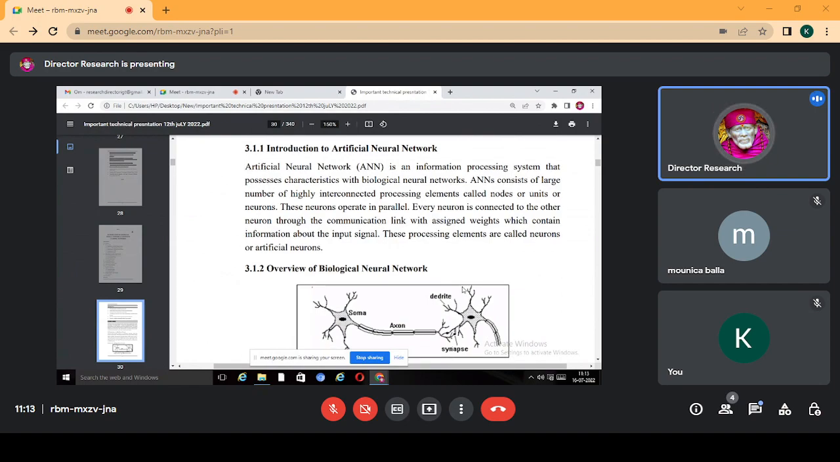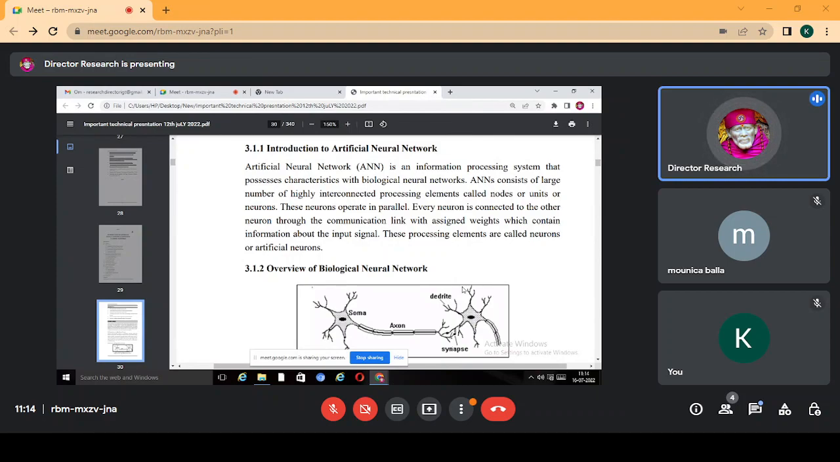Introduction to artificial neural networks. Artificial neural networks are information processing systems that share characteristics with biological neural networks. An artificial neural network consists of a large number of highly interconnected processing elements called nodes or units or neurons. The neurons operate in parallel. Every neuron is connected to other neurons through a communication link, with associated weights which contain the information about the input signal. These processing elements are called neurons or artificial neurons.